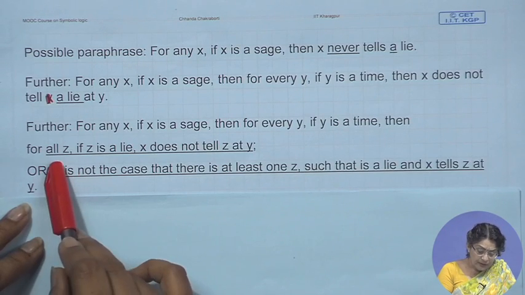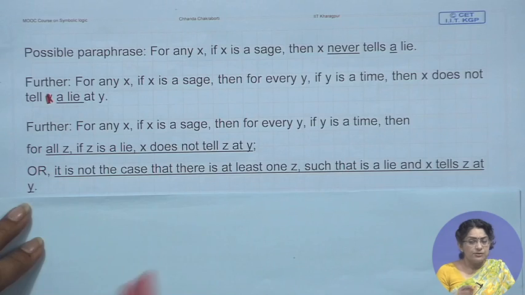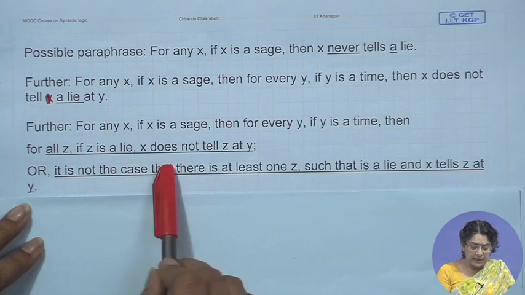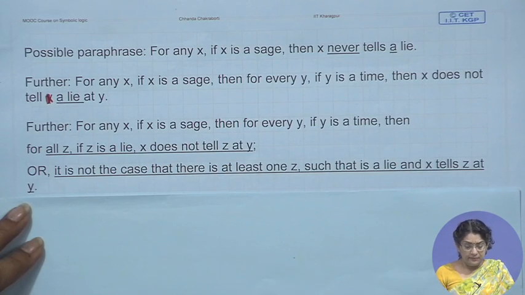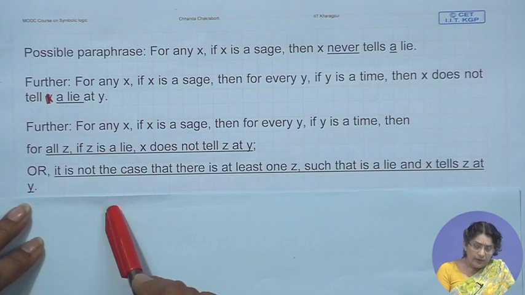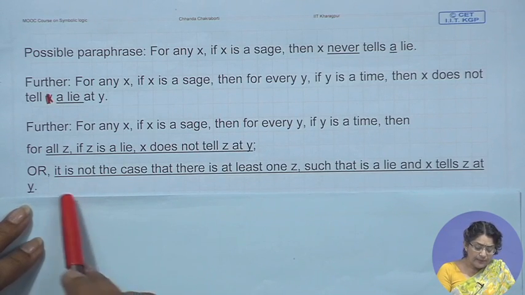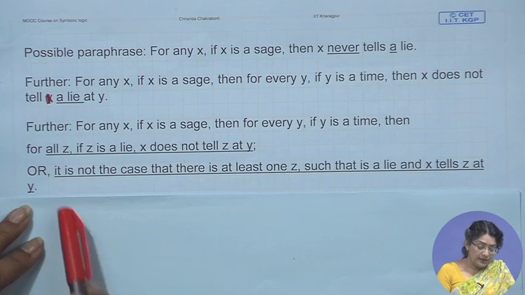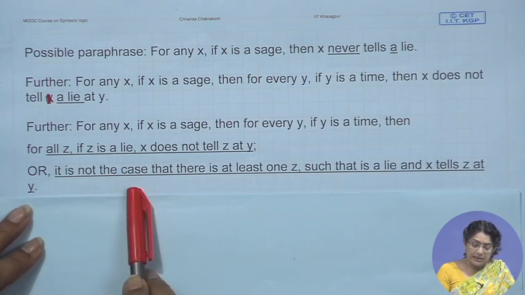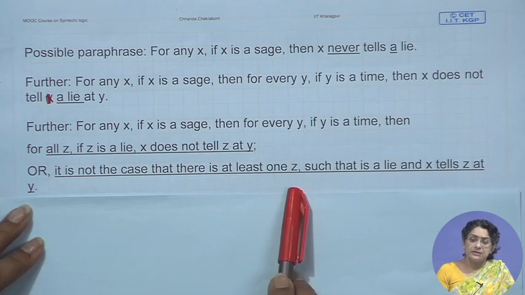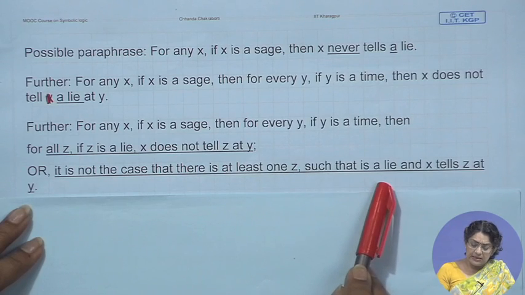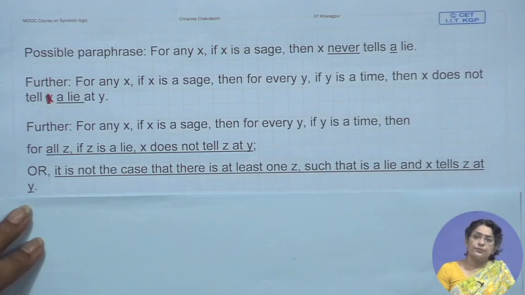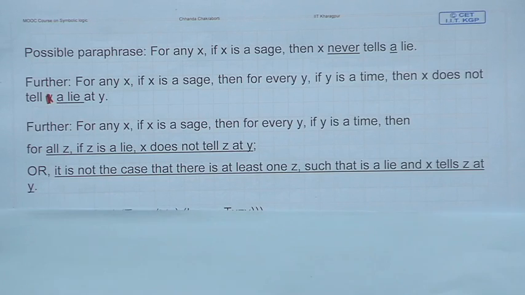Once more, you can go with the E. So, for all z, if z is a lie, x does not tell z at y. This is the not, or its equivalent is the I proposition, but it is the negation of I. It is not the case, that is a negation, that there is at least one z such that z is a lie and x tells z at y. Let us take a look at the translation.